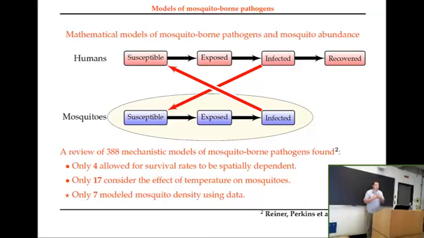And only 7 of the 388 mechanistic models of mosquito-borne pathogens used data to model mosquito density. Now, it's not to say that people don't model.